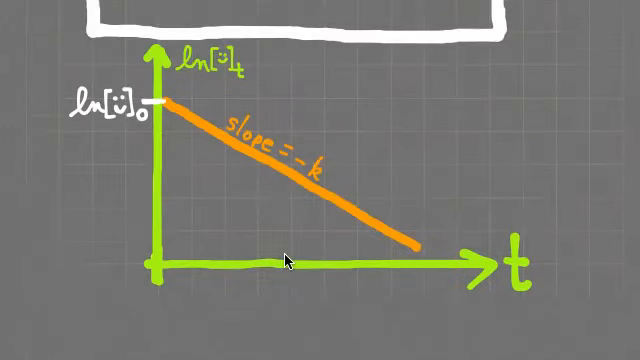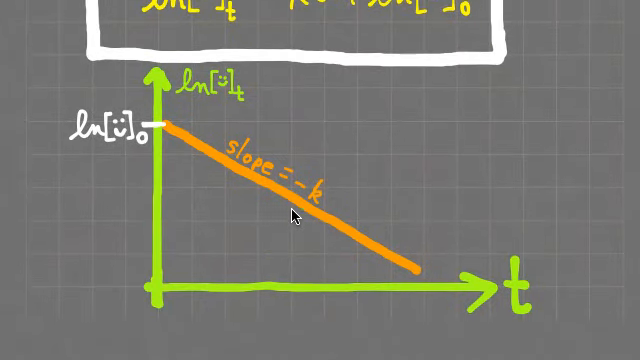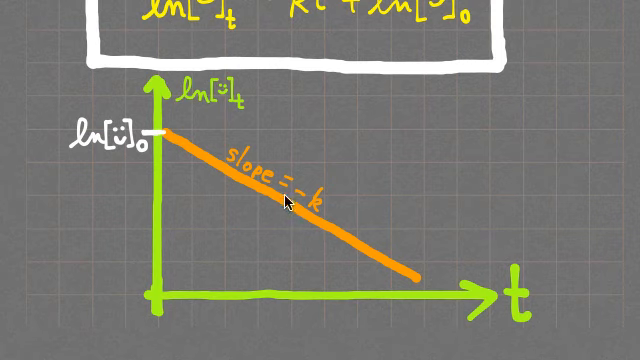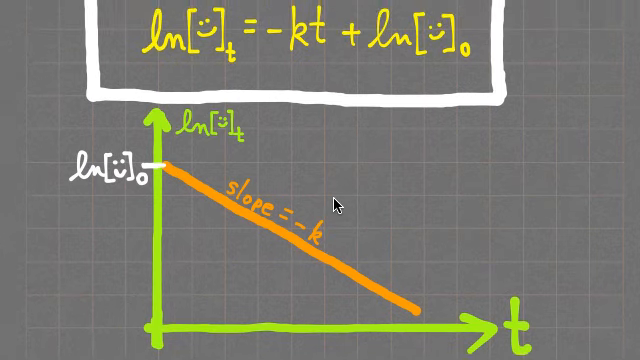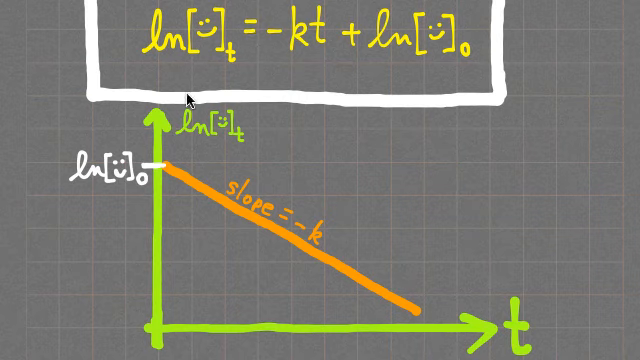Oops. Sorry about that. So look at that relationship. See if it makes any sense. Then the slope is the negative constant. So there's the slope of the line right there.